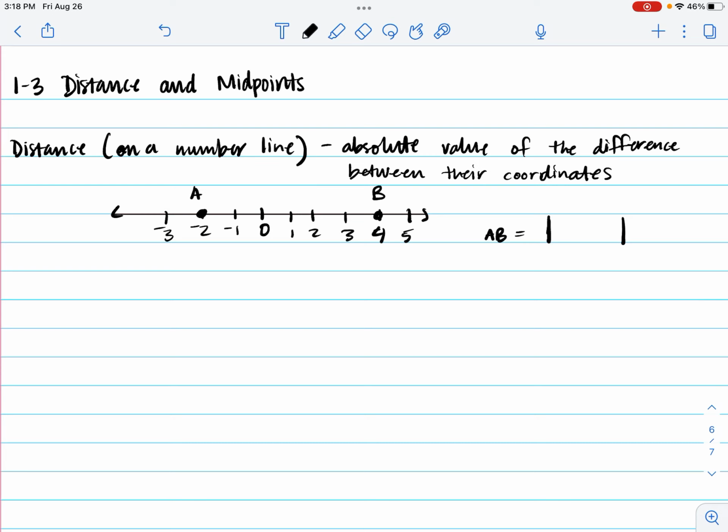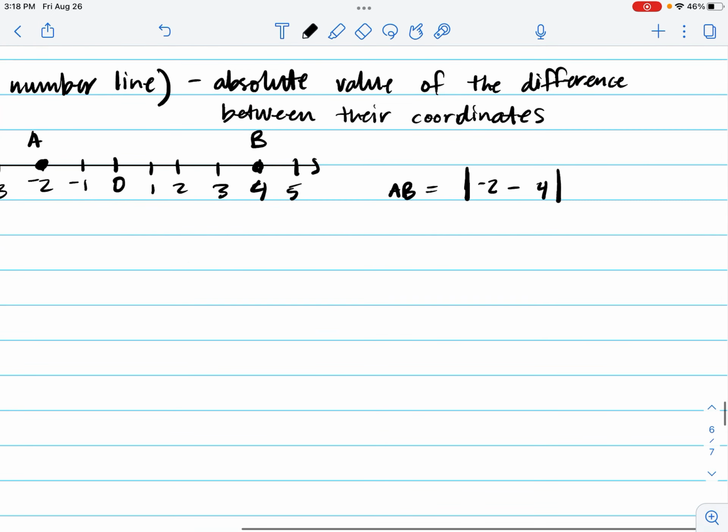So if I'm looking at A, the coordinate for A is -2. The coordinate for B is 4. And just like I said earlier, it's the difference, so we put a minus sign here. And we could calculate this. -2 minus 4 is -6. And then we could say the absolute value of -6 is +6.